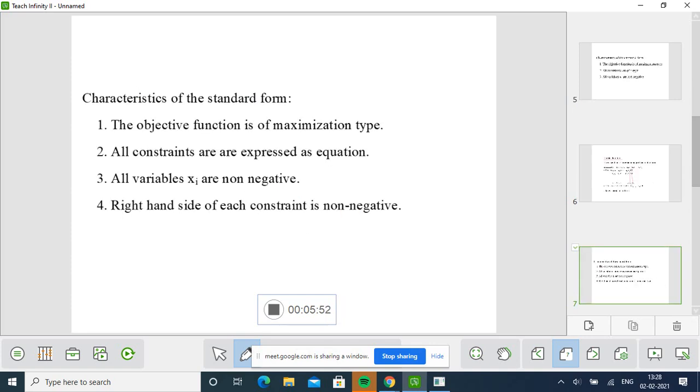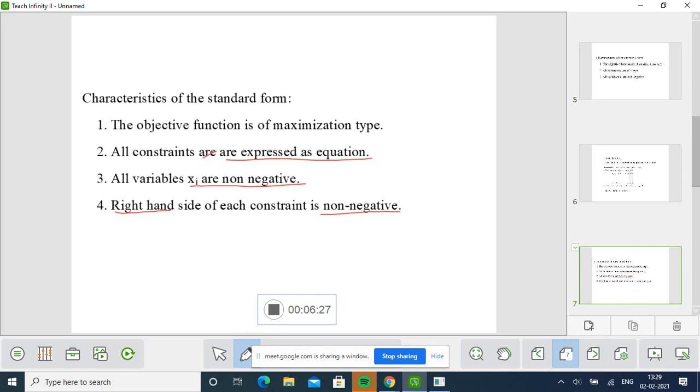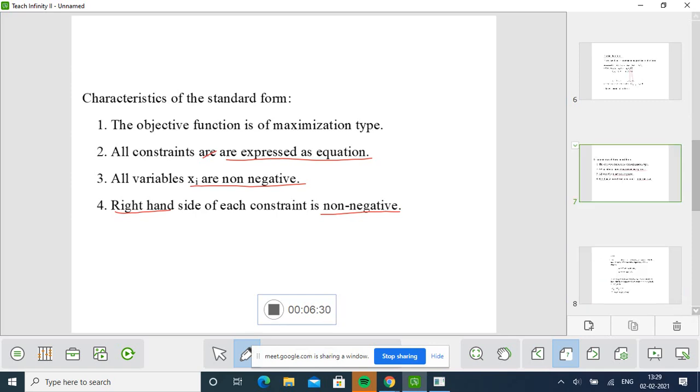Next, what is the characteristic of the standard form? The objective function is maximization. All the constraints are expressed as equations. This is very important. Okay, I have written it twice, only one is taken. All constraints are expressed as equations. Then all the xi's are non-negative, and this is also important. The right hand side of each constraint is non-negative. That means, what is the right hand side? All your bi's are non-negative. That is the meaning. Okay.